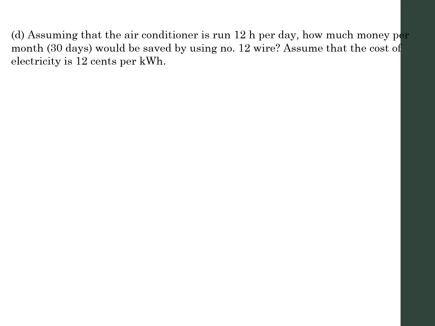So in part D, we are looking at how much money we're saving by using our new wire instead of the original one. And we have some information that we are given. Our time is 12 hours per day, and we are spending 12 cents per kilowatt hour. This is the information that we're going to be using to solve. And we also have 30 days in our month.